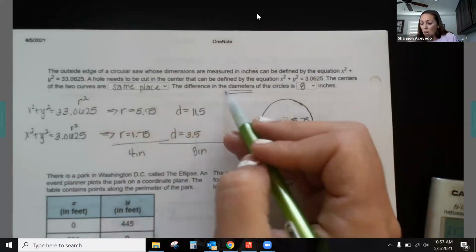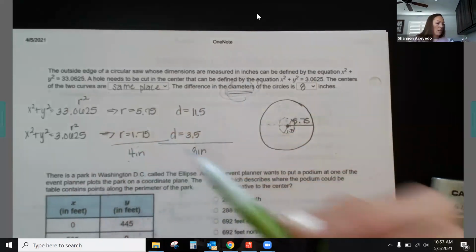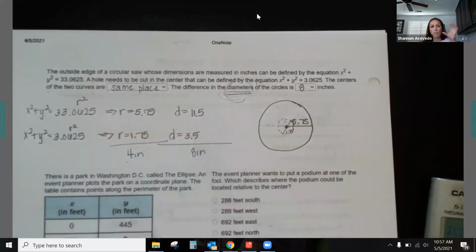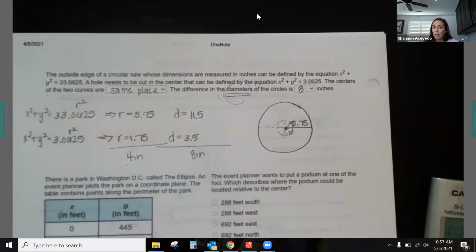So make sure you read it carefully, because in this case, they're talking about the difference in the diameters, not the radius. And you're done with that problem. So this one I think was an easy visual for you guys. Remember that this is your R squared always. Use a calculator.